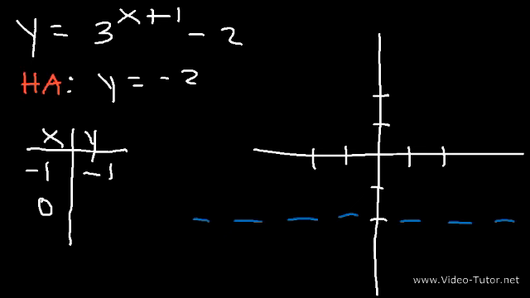Now what is the value of y if we replace x with 0? 0 plus 1 is 1. 3 to the first power is 3. 3 minus 2 is 1.